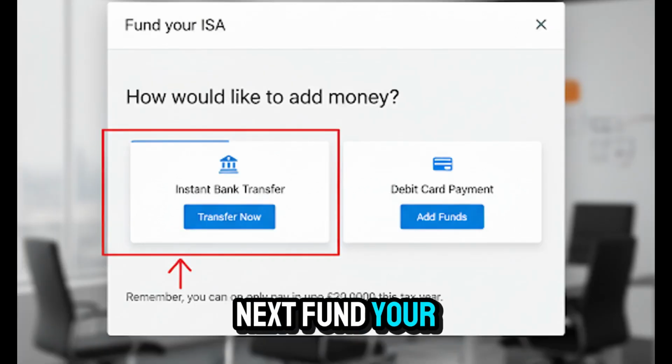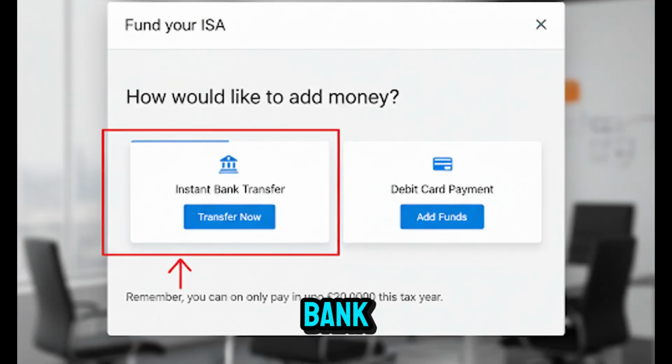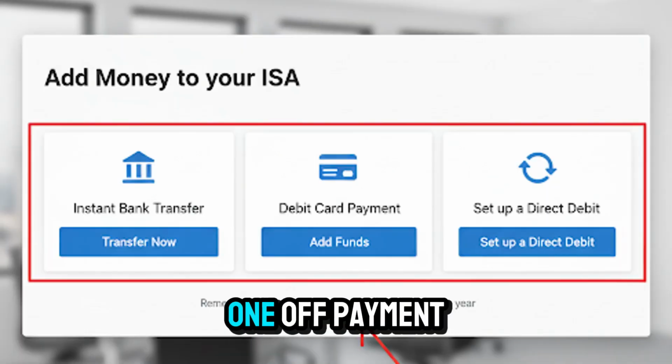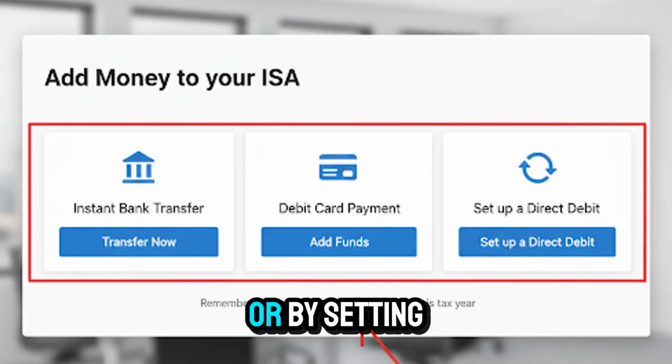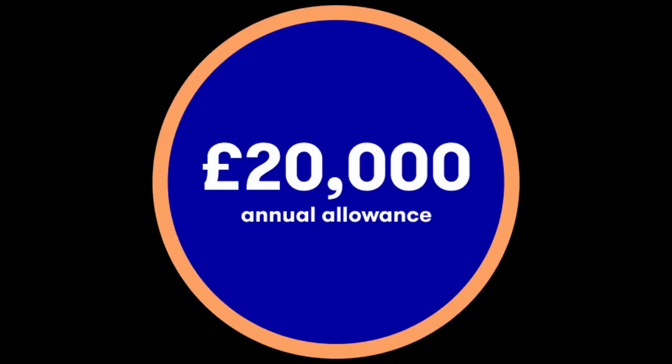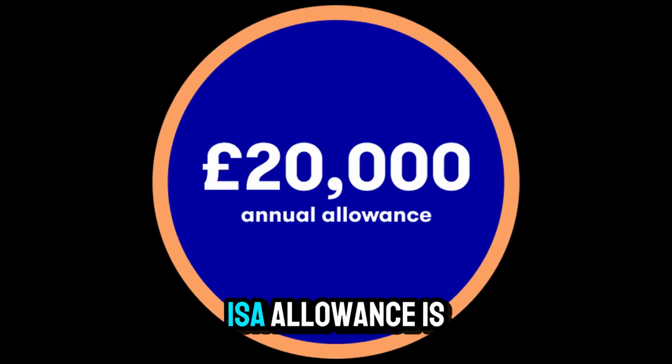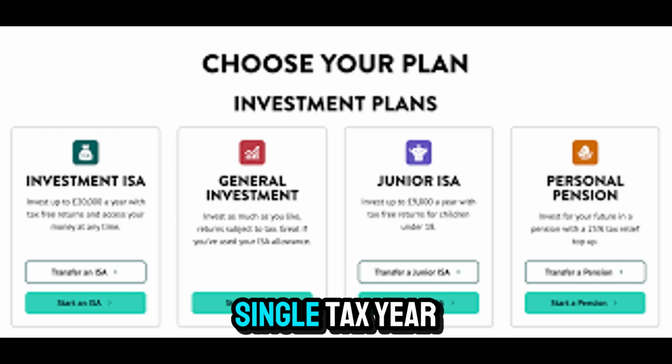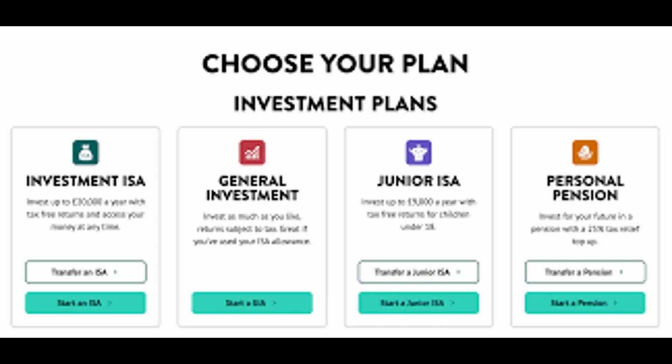Next, fund your ISA by transferring money from your bank. You can add money with a one-off payment, a debit card, or by setting up a direct debit. Remember, the annual ISA allowance is $20,000, so you can't deposit more than that in a single tax year.